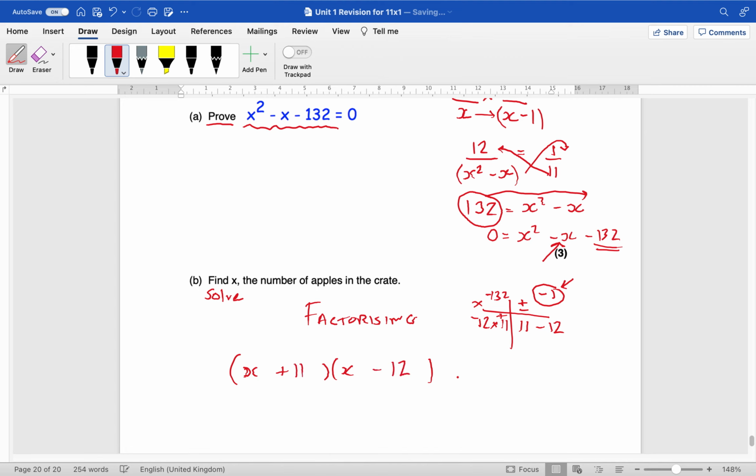But we know that this is equal to 0, so we can then say, okay, x plus 11 equals 0, or x minus 12 equals 0. So x equals minus 11, or x equals 12. And always don't forget that word, okay? It's either this or it's this. You'll always get two answers for quadratics, okay?